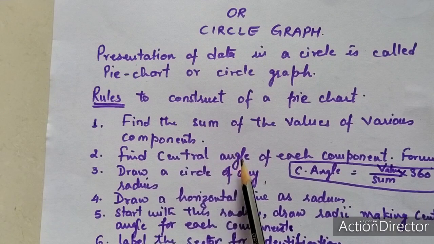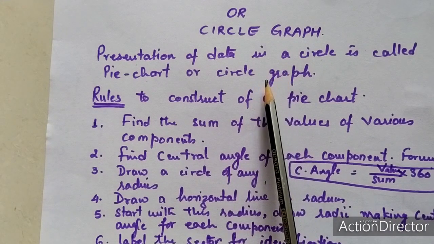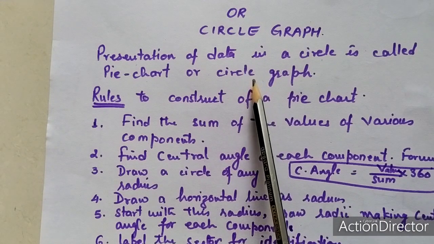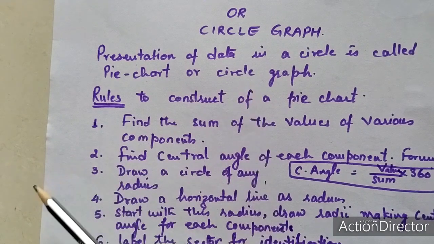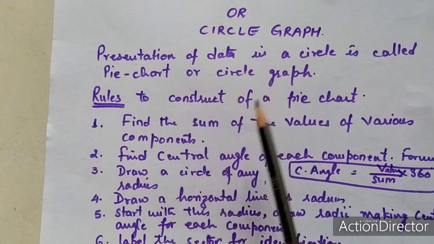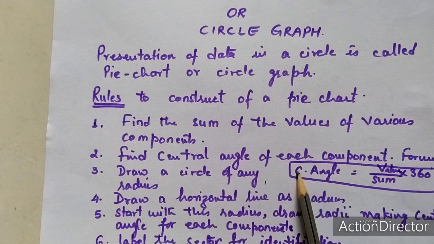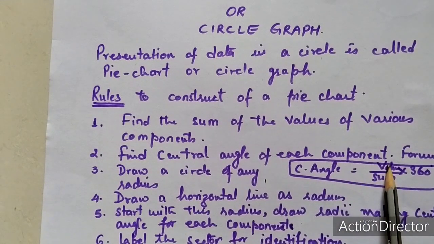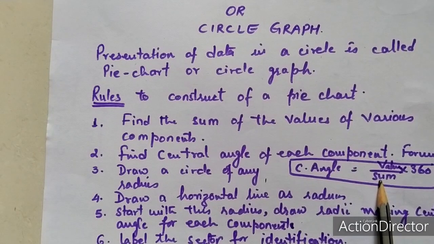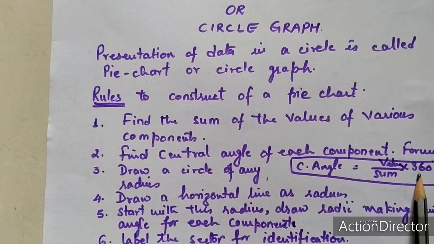Find the central angle. What is central angle? I will tell you that also, because we are going to make a circle graph and present all this data in a circle graph. So not just randomly do you divide a circle into so many parts to show all these. There is some rule on how to make these particular parts or sectors. I will teach you. So the central angle we have to find out. For that we have a formula. Central angle is equal to value, that means component, divided by sum of components, into 360 degrees.